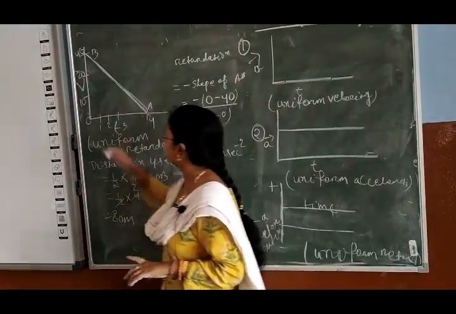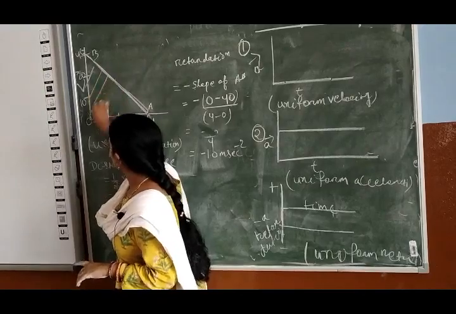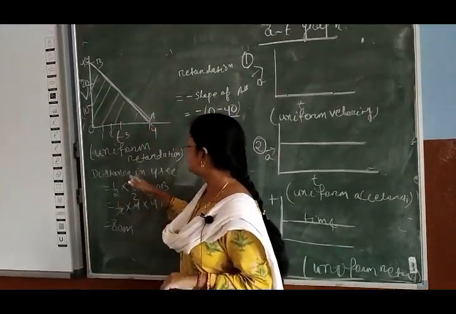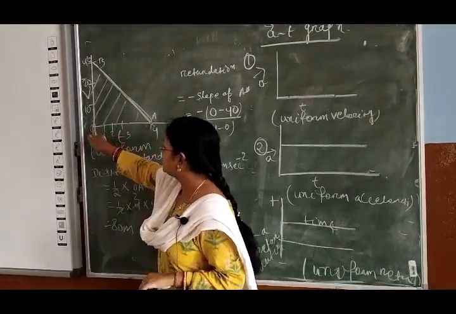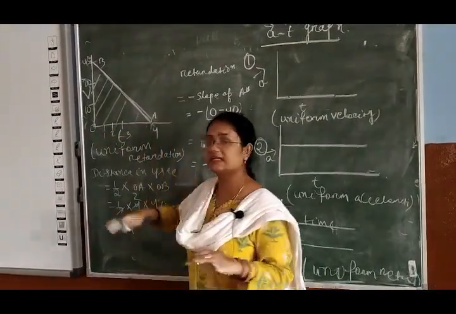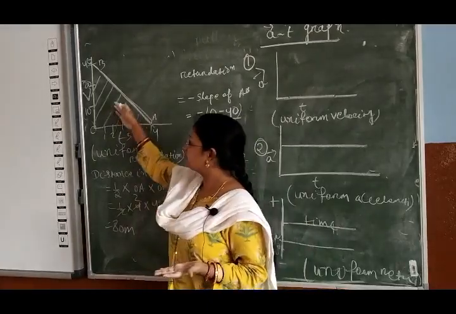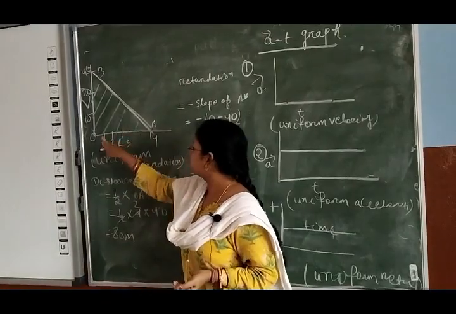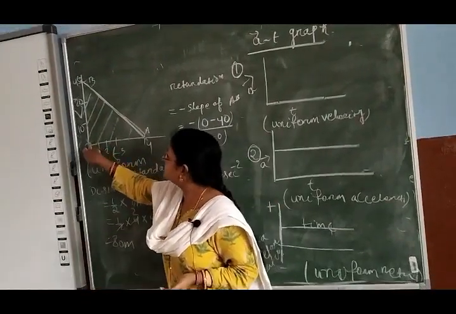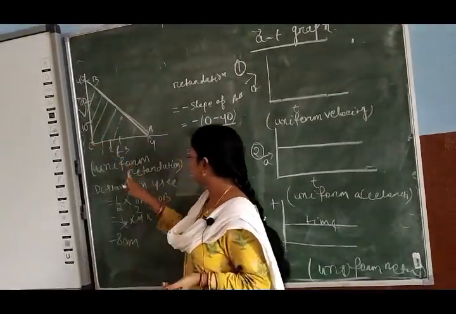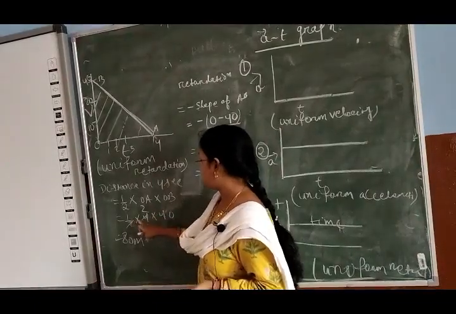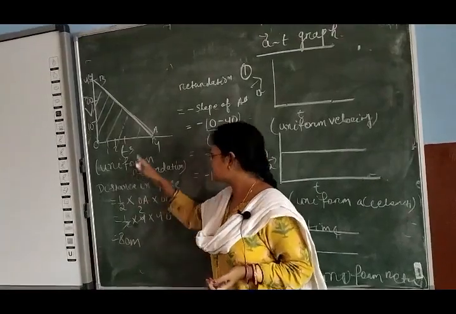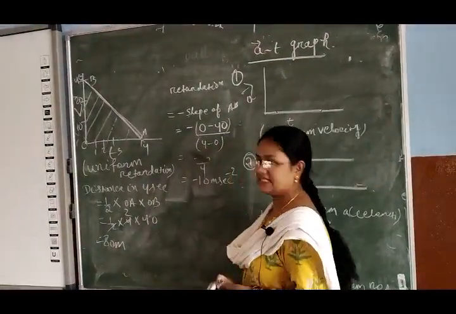How will you calculate the distance? You just find the area under this line, the distance in 4 seconds. That means if the body has gone from 0 to 4 seconds, how much distance has it covered? How will you find it? Just find the area, half into base into height. So half base is your OA and height is your OB. So half into 4 into 40, that is your 80. So distance covered in 4 seconds is 80.